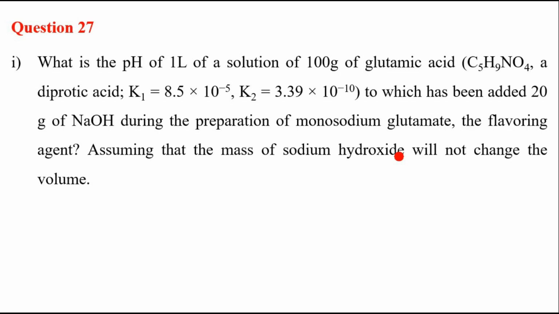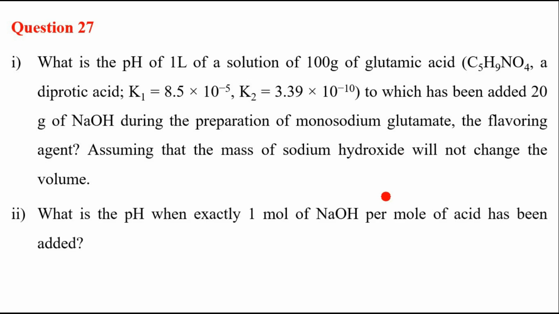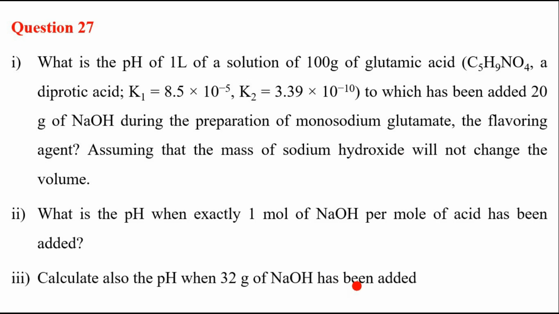Let's see question 2.7. What is it asking? It says what is the pH of 1 liter of solution of 100 grams of glutamic acid, the diprotic acid, to which has been added 20 grams of sodium hydroxide during the preparation of monosodium glutamate, the flavoring agent. Assume that the mass of sodium hydroxide will not change the volume. They are also asking what is the pH when exactly 1 mole of sodium hydroxide per mole of acid has been added. Then also calculate the pH when 32 grams of sodium hydroxide has been added.